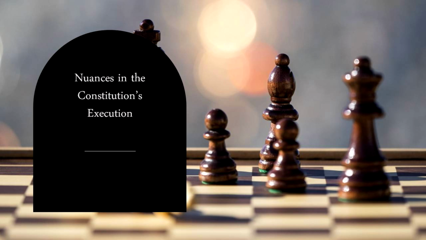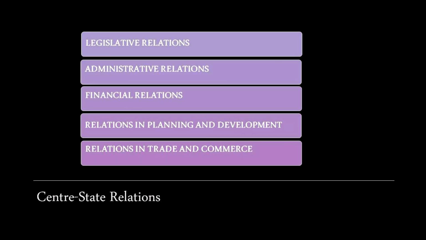So, there are also nuances in the Constitution's execution. These were about the salient features of how our Constitution is made. But while it is being executed, there are many deeper things to it. Some of them are the state and central relations. As we just discussed, there are state and central divisions in the powers, in the laws, but the state is still lower to the center in powers. So, there are legislative relations, administrative relations, financial relations, relations in planning and development, and in trade and commerce. How do you ensure these?